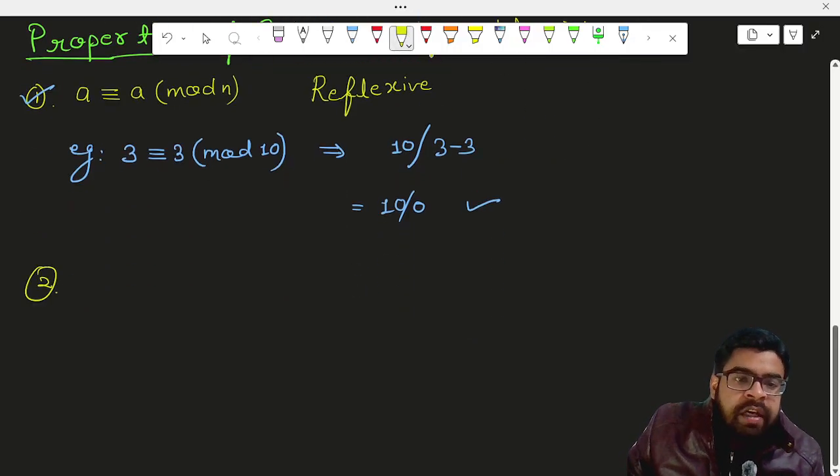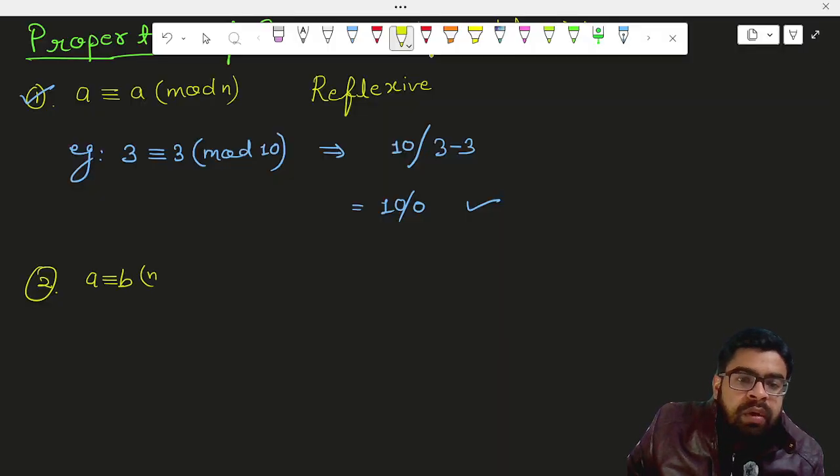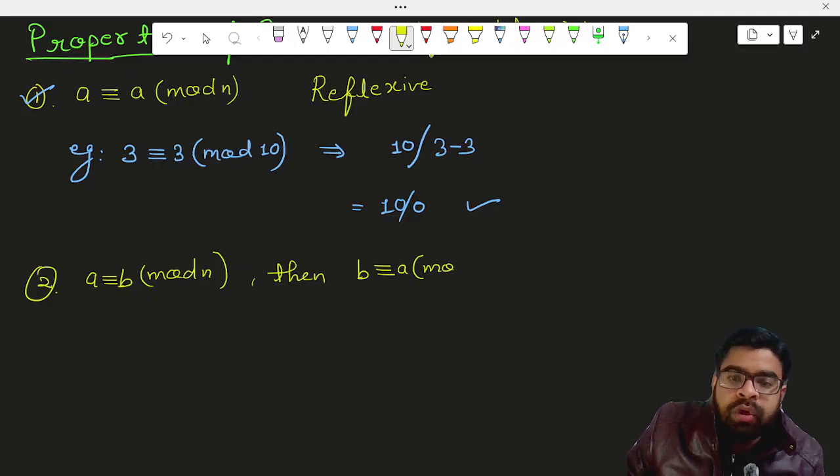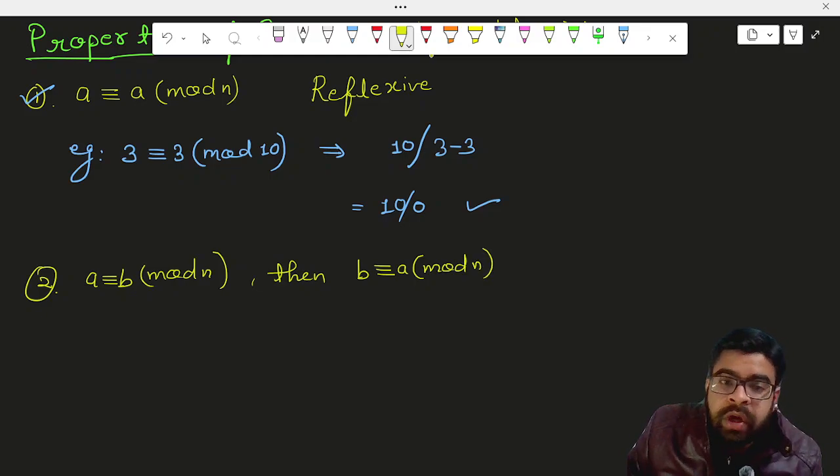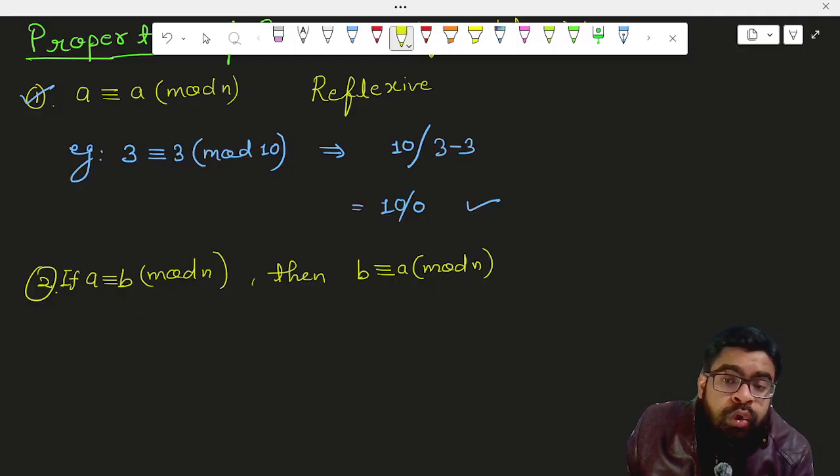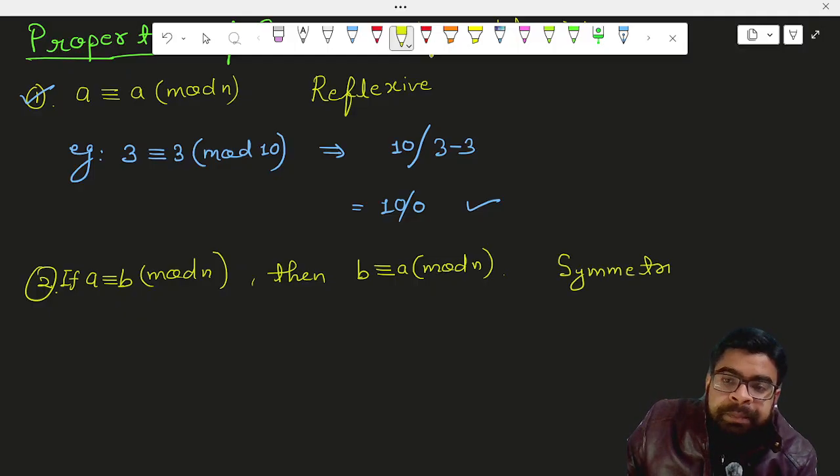Now the second property is: if a congruent b modulo n, then b congruent a modulo n. It means if we have a congruent b modulo n, and we can say that b congruent a modulo n is also satisfied, then this property is called the symmetric property.